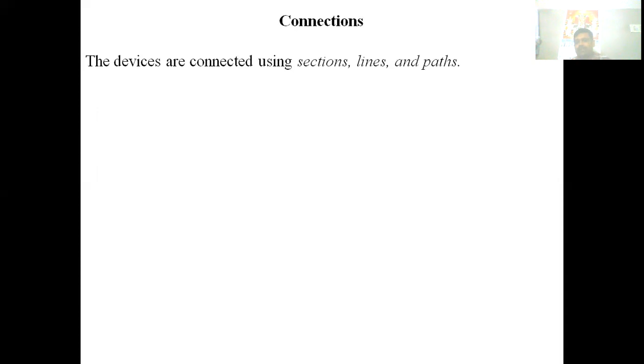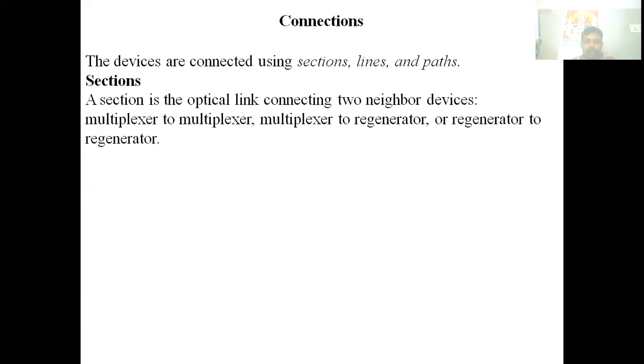Okay, so next one, types of connections. There are three types of connection. One is section, then line, and then path. A section is an optical link that connects two neighboring devices. The devices may be a multiplexer and regenerator, or multiplexer and multiplexer, or regenerator and regenerator.